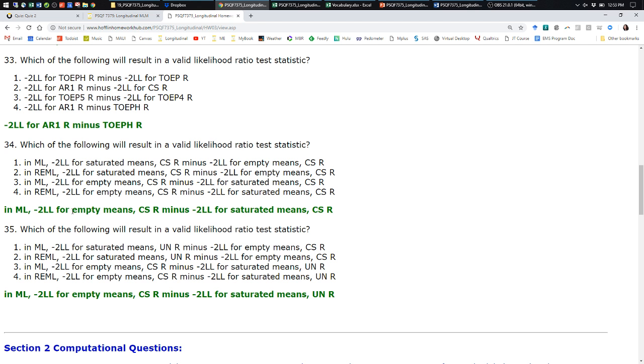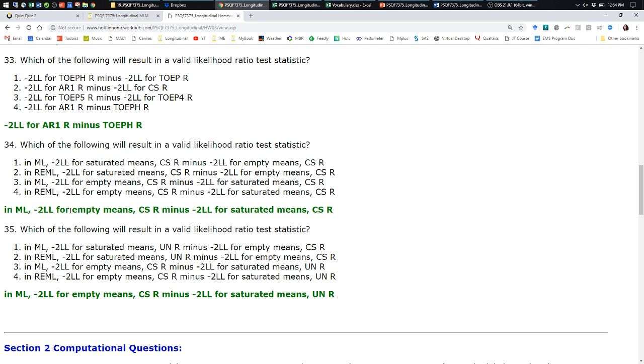What kind of comparisons are allowed in ML versus REML? Anything that involves fixed effects in the means, the comparison has to be ML. So you can do empty versus saturated means, and that would be valid if you're using maximum likelihood. Now, do you have to do a -2 log likelihood difference to answer this question? No. In our class, we are rarely, if ever, going to use regular maximum likelihood. So how would I answer this question?